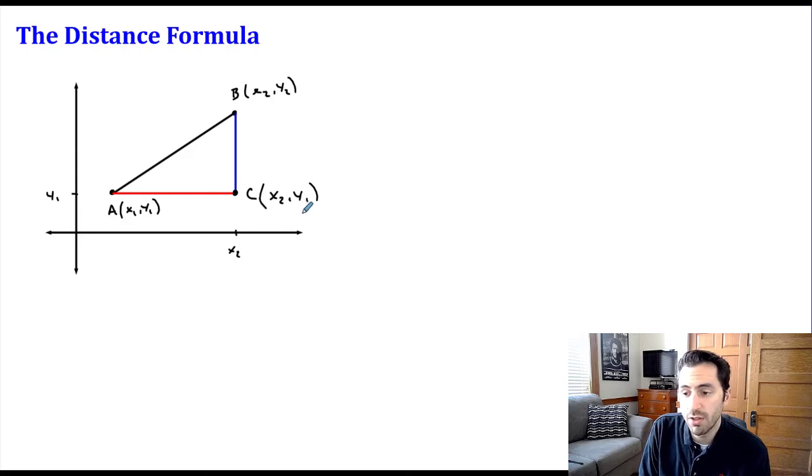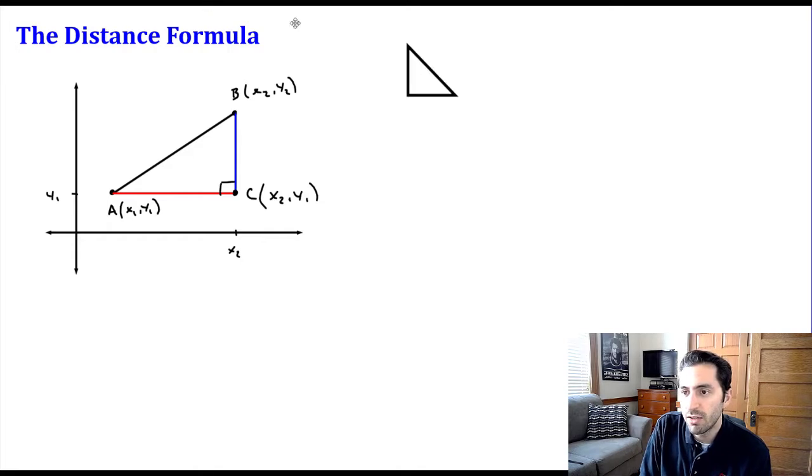The other important thing to note is that this is a right angle. Because one of the segments is horizontal and one is vertical, they're perpendicular to each other, so we have a right angle here. And if I have a right triangle, I know that I can use the Pythagorean theorem.